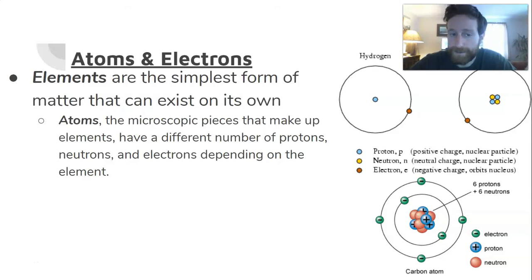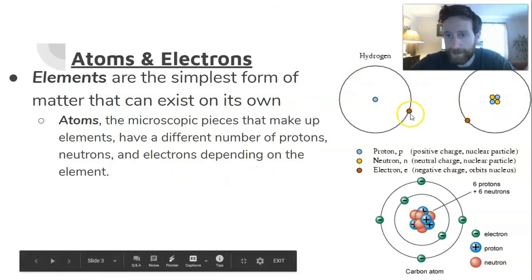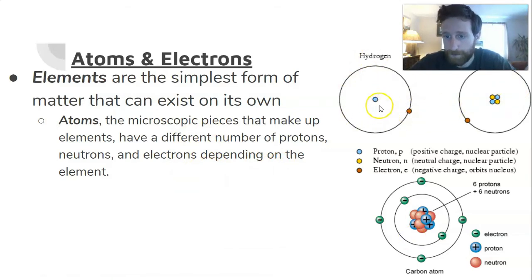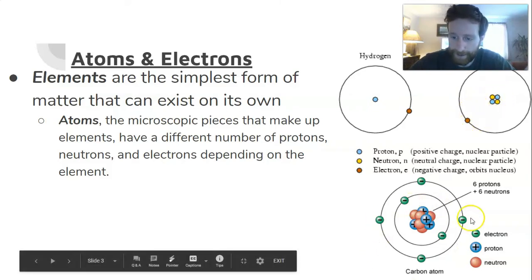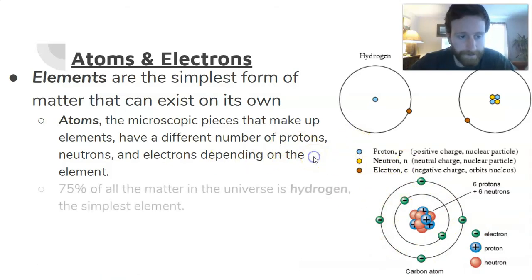Each atom has a different number of protons, neutrons, and electrons, the subatomic particles, depending on what element it is. We can see some examples of elements over here. We've got hydrogen, which has only one proton and one electron, versus helium, which has two electrons, two protons, two neutrons, and then carbon has 6 of everything. So atoms differ in size because they differ in the number of subatomic particles.